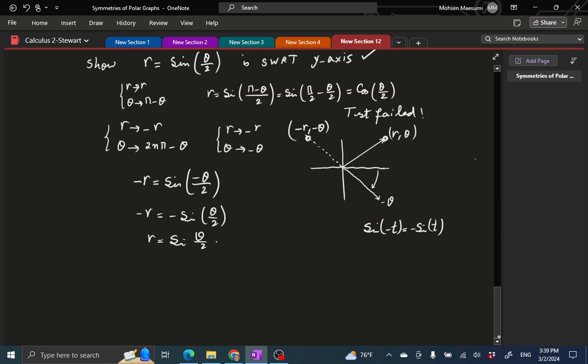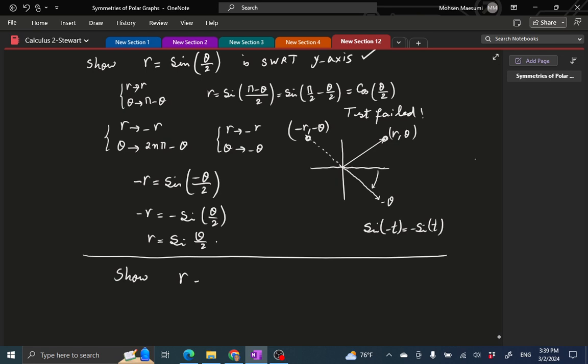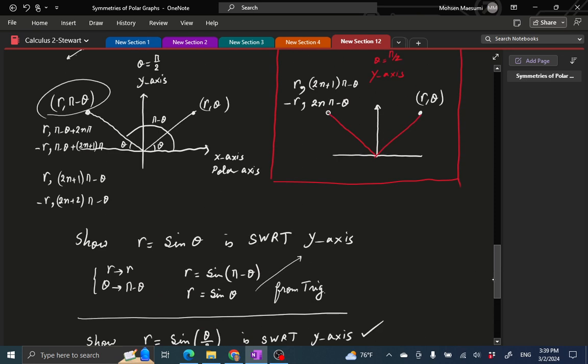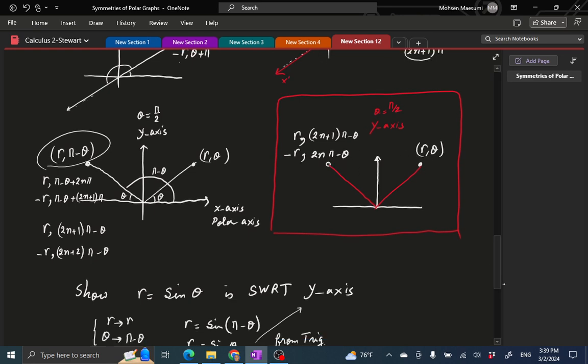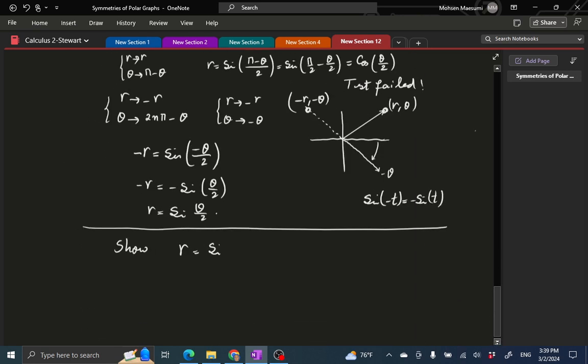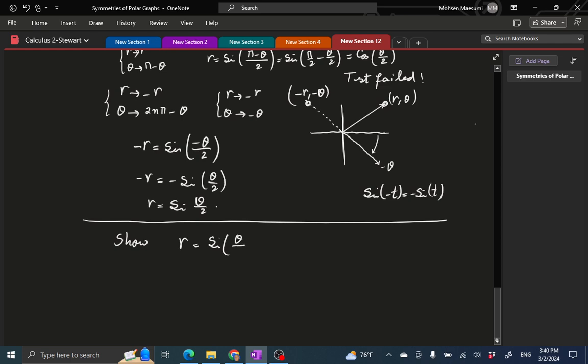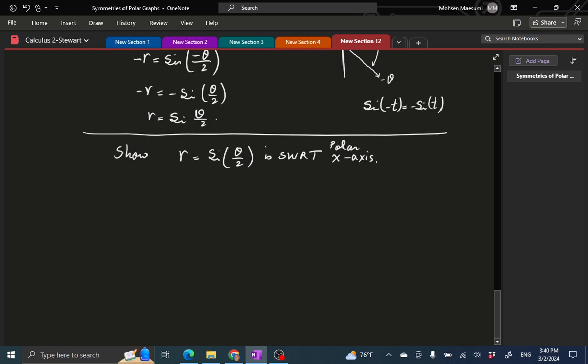Let's go practice this thing one more round. Now I want to open the issue with respect to symmetry with respect to x-axis. Let's go ahead, write the criterion for it, and then we'll be ready to do that. So what I want to do next is to show that r equals sine of theta over 2 is symmetric with respect to x-axis or polar axis. So well, let's go ahead and develop the criterion for it.